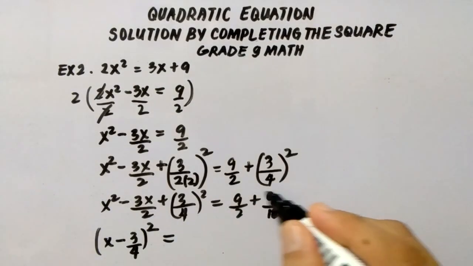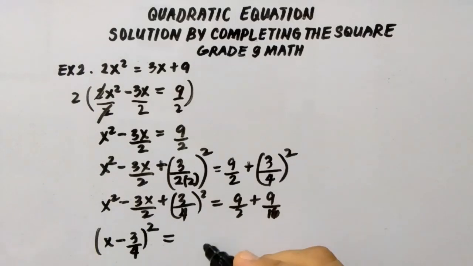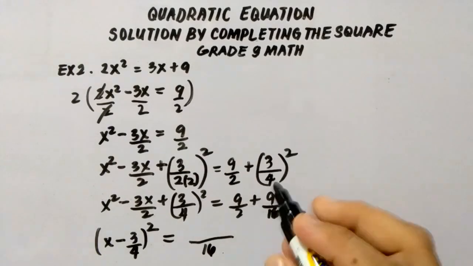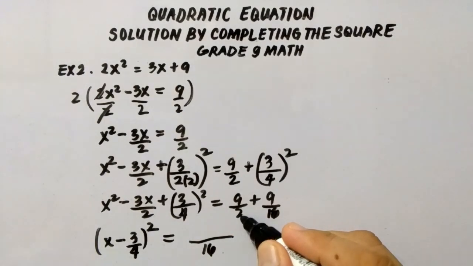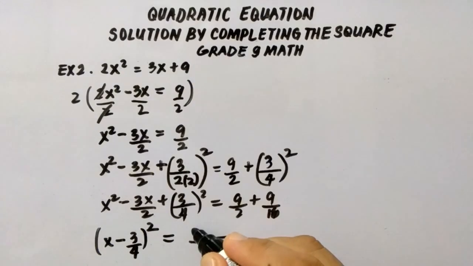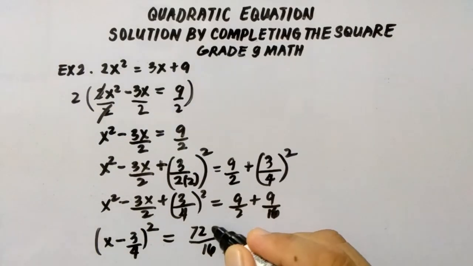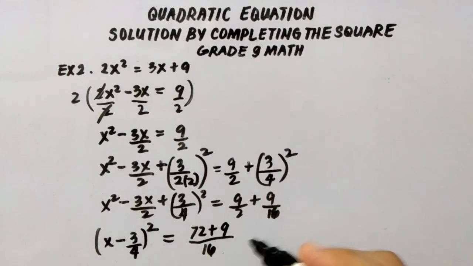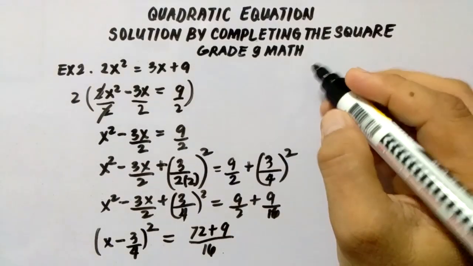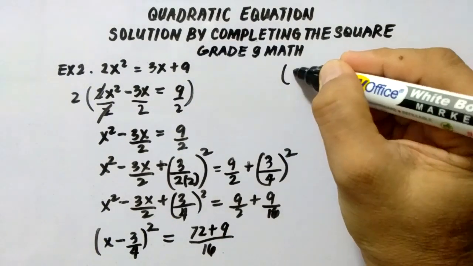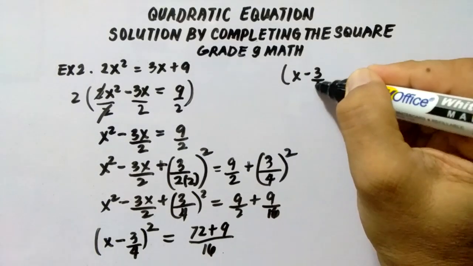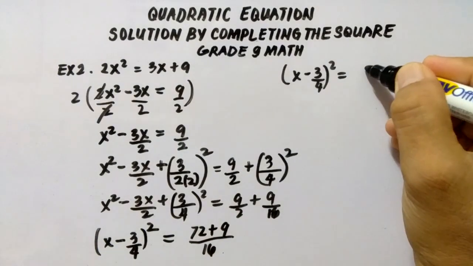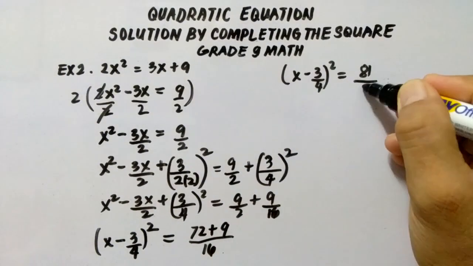Then, okay, so transform po natin into a single fraction. Ang least common denominator po natin dito is 16. So, 16 divided by 2, so we have 8 times 9. So, that is 72. Then, copy the plus sign. So, 16 divided by 16 is 1 times 9. That is 9. Okay, so i-continue po natin dito. So, quantity x minus 3 over 4 squared is equals to 72 plus 9. So, that is 81 over 16.